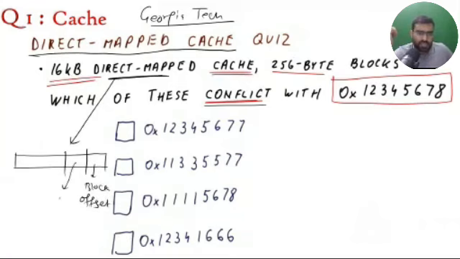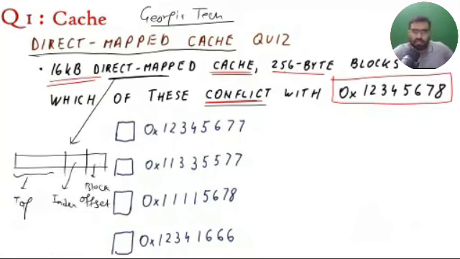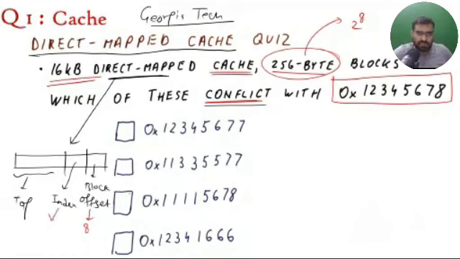Now, what is the block offset? The block size is 256 bytes. So 256 means 2 power 8, so the block offset will be 8 bits. Total 8 bits are the block offset. Now, what is the index? It will depend on the line number. It is basically the same as the line number.